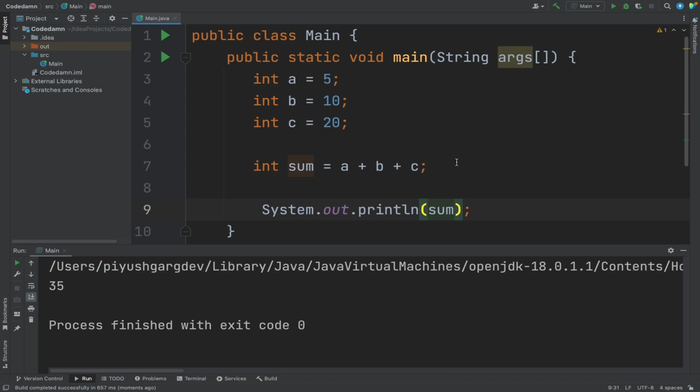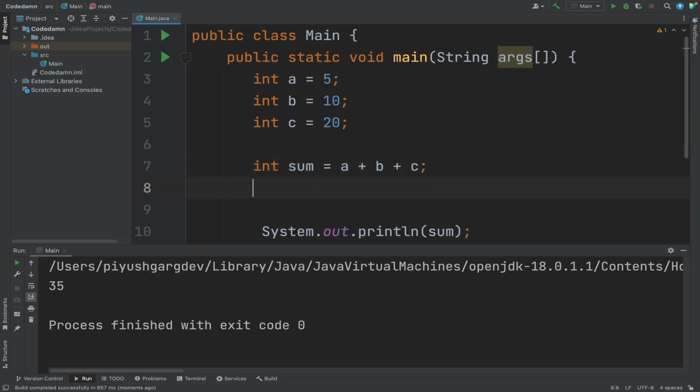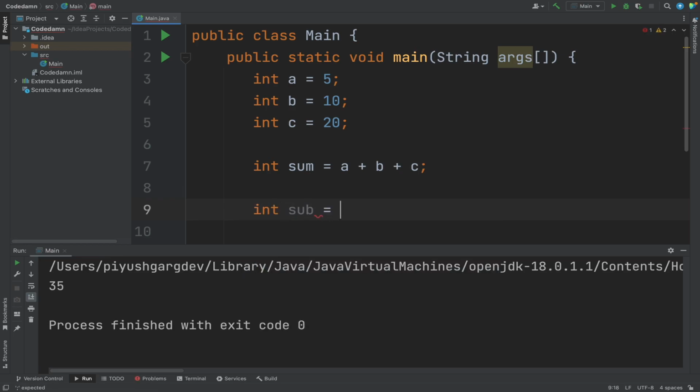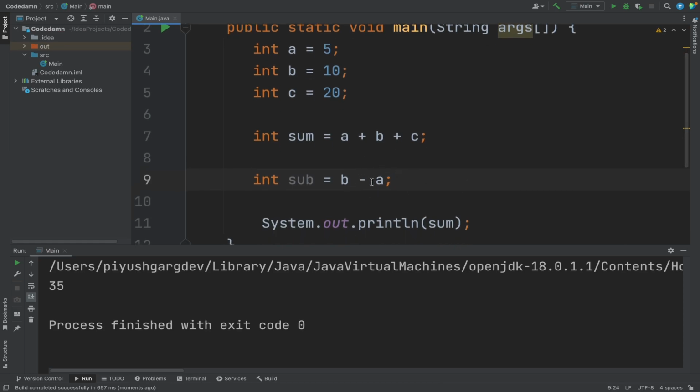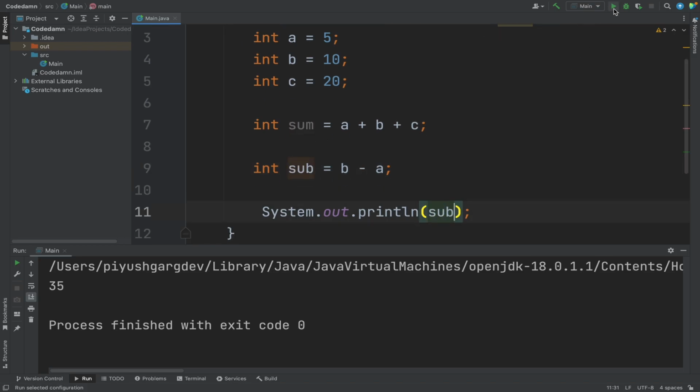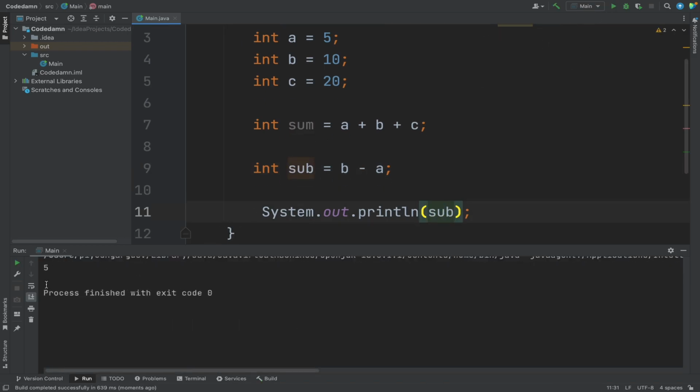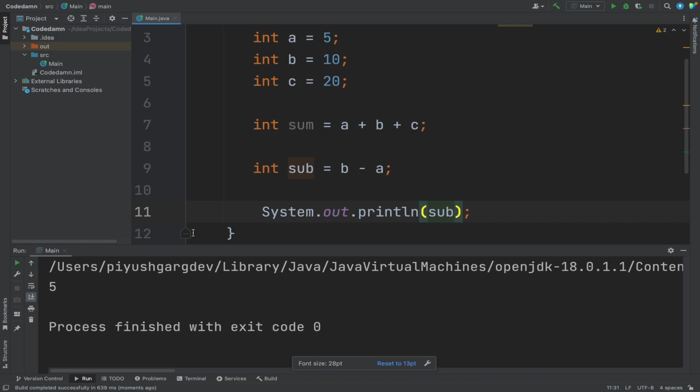Now let's see another operator, that is subtract. Okay, so let's say I want to subtract two numbers. So I can say int, then let's say subtract, and then I can say b minus, okay, this minus sign, and a. So what it will do, it will actually subtract a from b and then store the result in this sub variable. Okay, so now if I run, you can see that I'm getting result equal to 5, which is basically 10 minus 5.